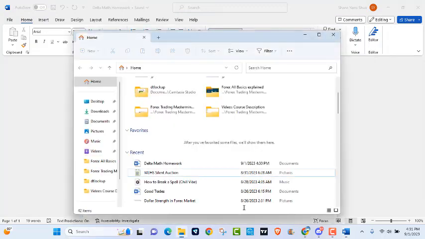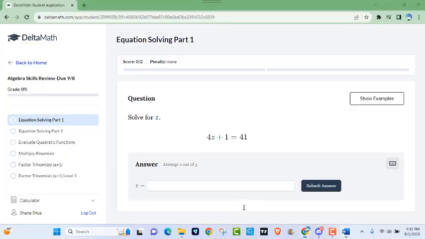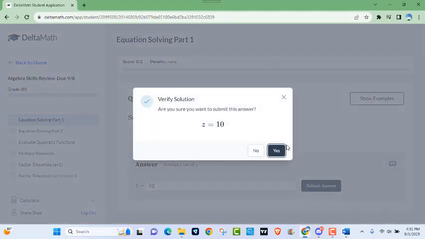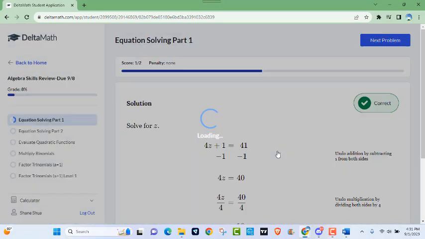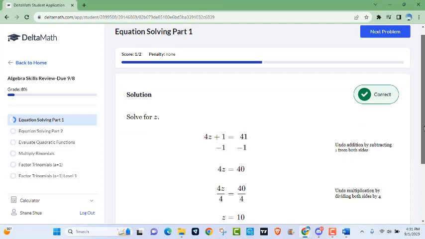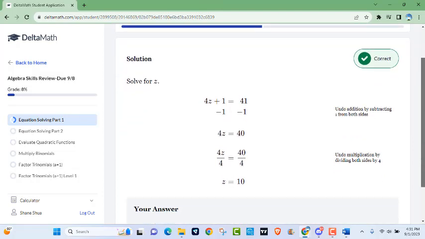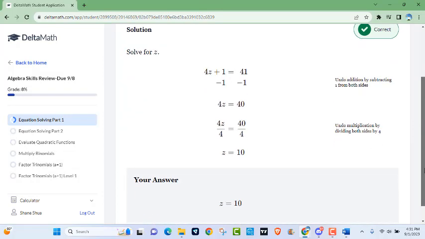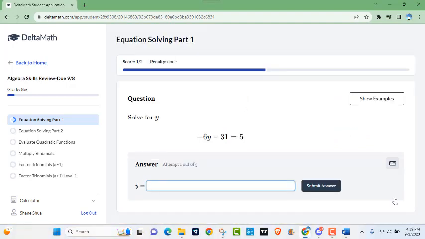So then I go back to my DeltaMath, and I'm going to put in z equals 10. Submit answer. Are you sure you want to submit this answer? Yes. Okay, so that is the first, and it says it's correct. Oh, look, and it did the exact same thing that I just did here. I didn't even know they were doing that.